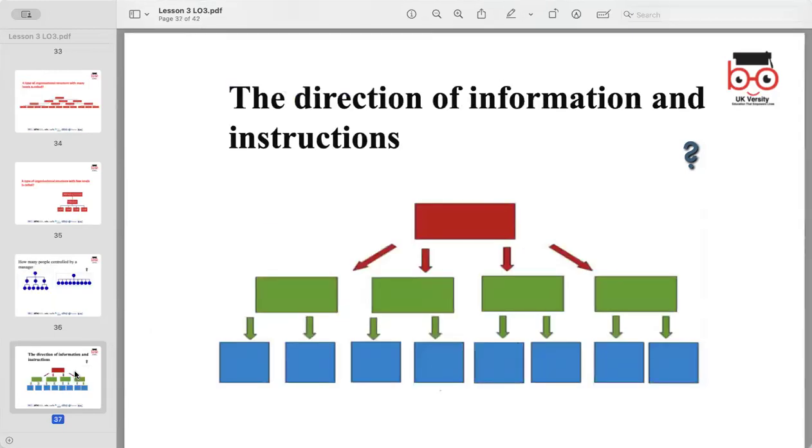Direction of information and instructions. This highlights the importance of clear communication channels and a well-defined chain of command. Information and instructions flow vertically and horizontally within the organization, following established reporting relationships and communication pathways. Effective communication is essential for ensuring that messages are conveyed accurately, decisions are implemented efficiently, and organizational goals are achieved.